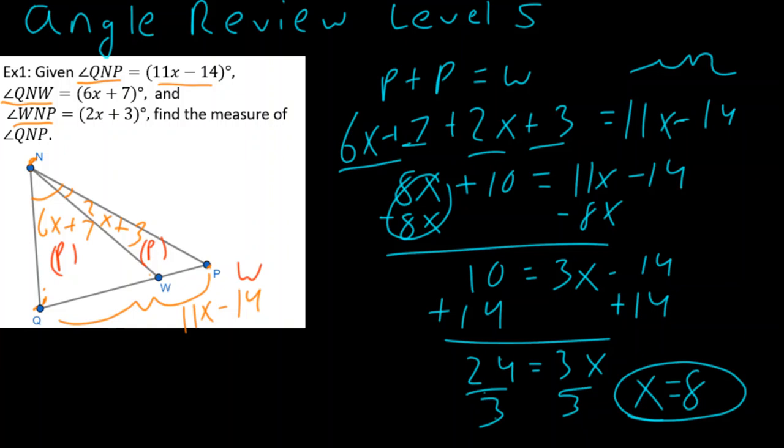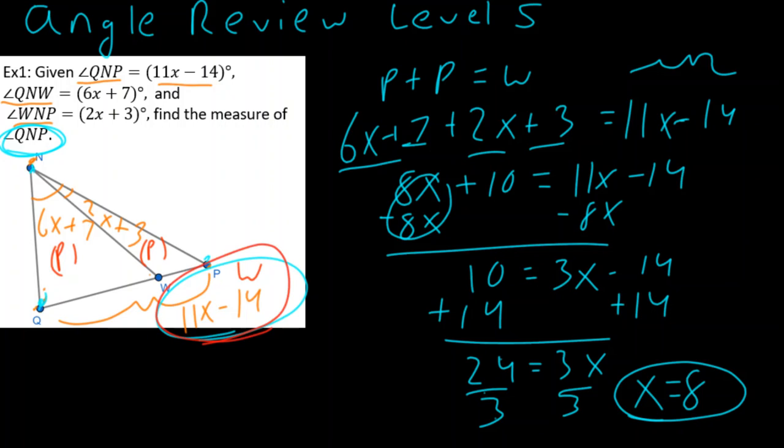Now, in this problem, we're not actually done. It says find the measure of angle QNP. So let's see, which one was QNP? Well, it looks like QNP was from Q to N to P. That was our whole angle. Sorry, I meant to do this in red to circle it. That was our whole angle.